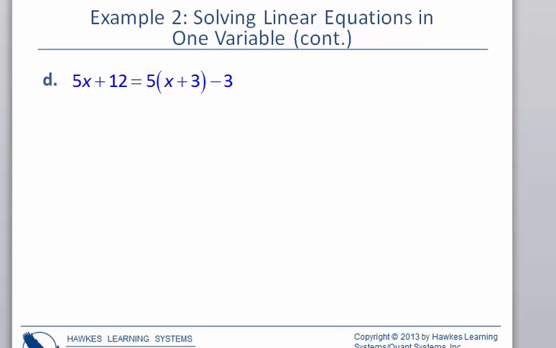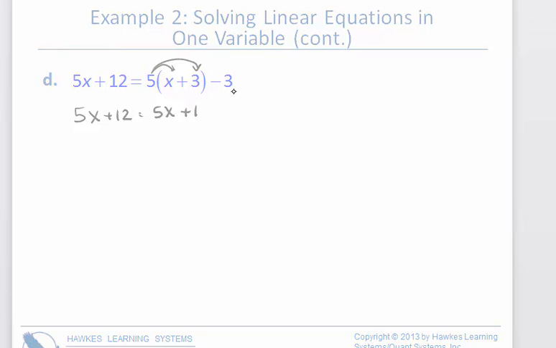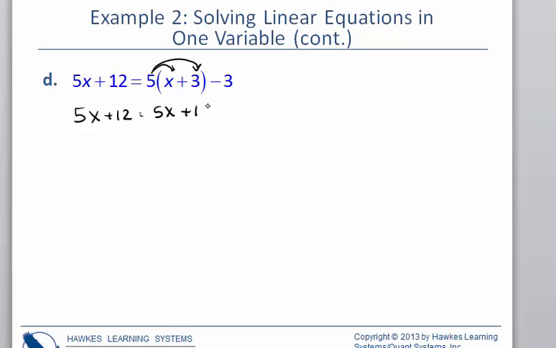All right, let's look at part D. We'll begin the same way. We have 5x plus 12 on the left, and then we have 5 times the quantity x plus 3 minus 3. And so we'll begin with our distributive property on the right. So we have 5x plus 12 is equal to 5x plus 15 minus 3. And so again, when we start to move terms around, like subtracting the 5x from both sides, we'll see that it's going to fall out again.